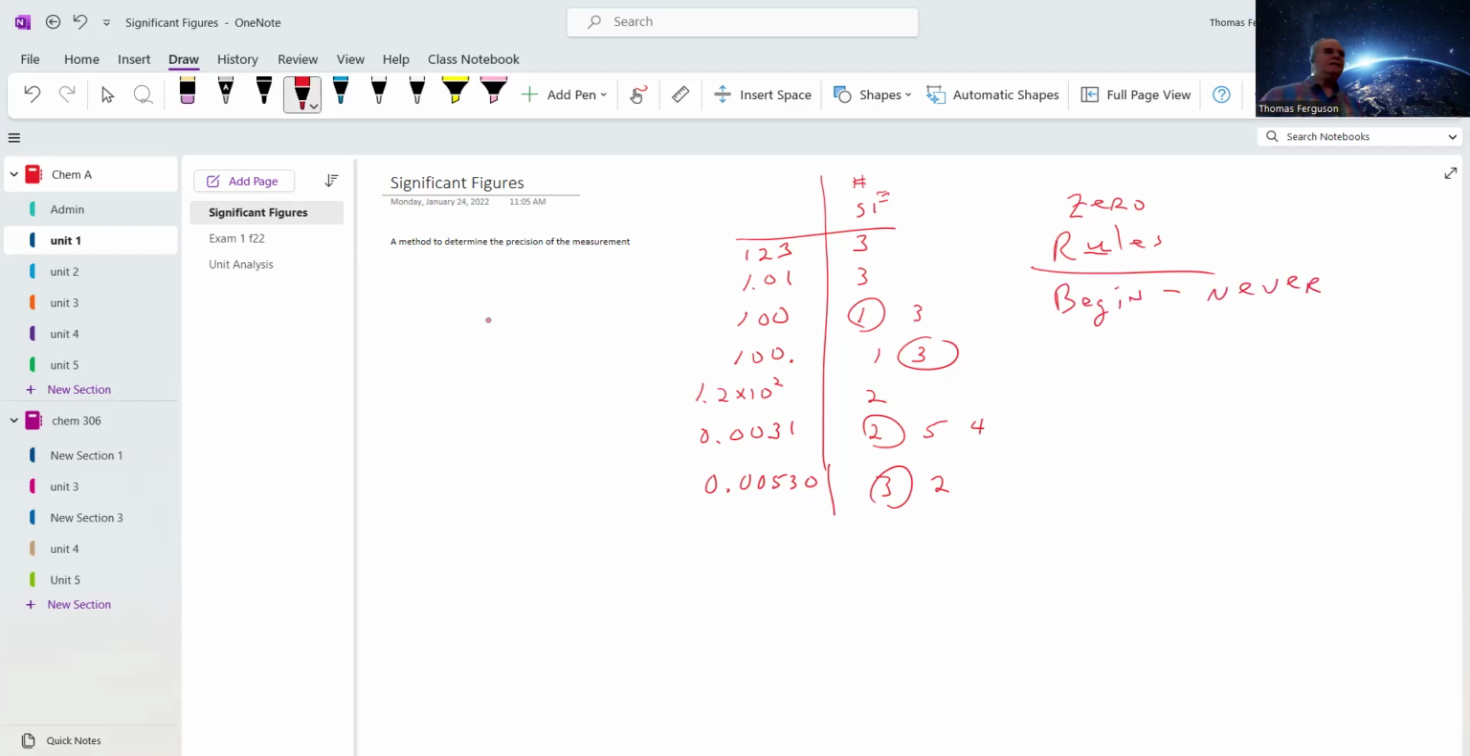So when they're at the beginning, they never count. So looking at this here, those zeros don't count. So what's left? 31, that means 2 sig figs. Middle.